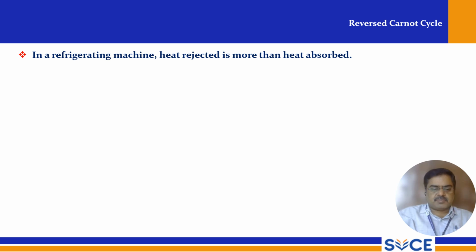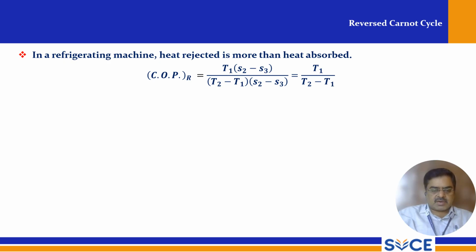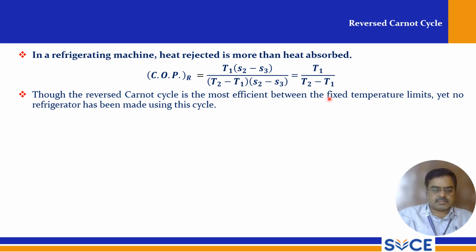In a refrigerating machine, heat rejected is more than heat absorbed. COP of the refrigerator equals T1 (S2 minus S3) divided by (T2 minus T1)(S2 minus S3). So we can simplify this as T1 divided by (T2 minus T1).